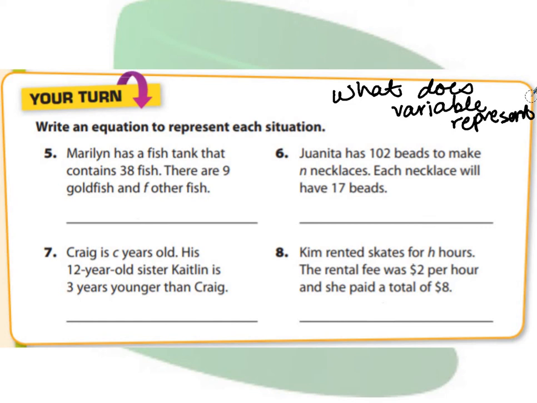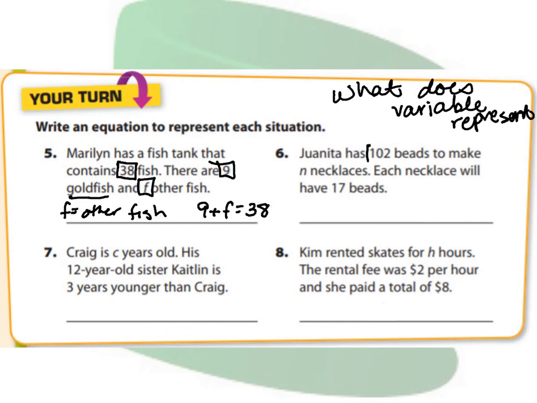All right, so Marilyn has a fish tank that contains 38 fish. There are 9 goldfish and F other fish. So there's 38 fish, 9 of them are goldfish, and F other fish. So F represents the other fish. And in this case, again, you're not taking fish away. You're taking the 9 goldfish plus the F amount of other fish to get 38 total fish.